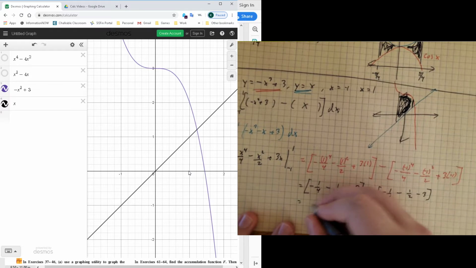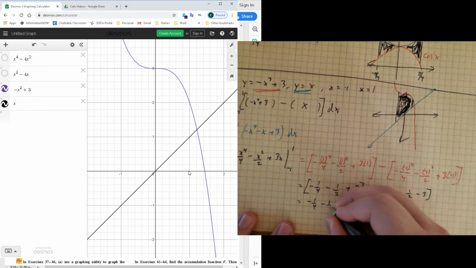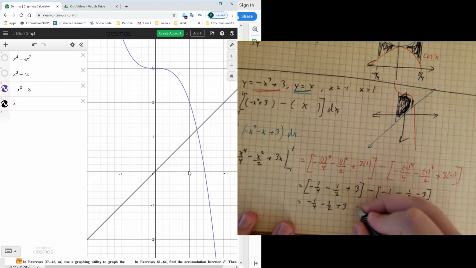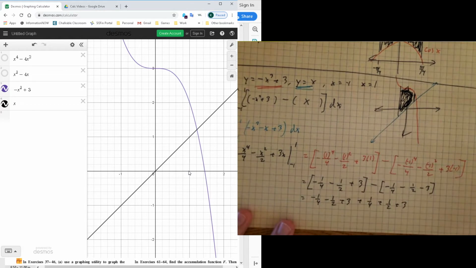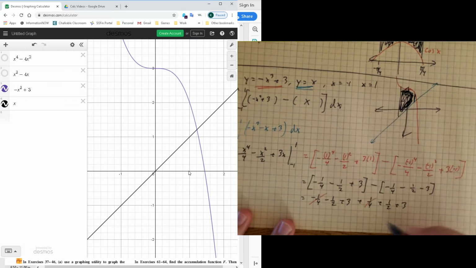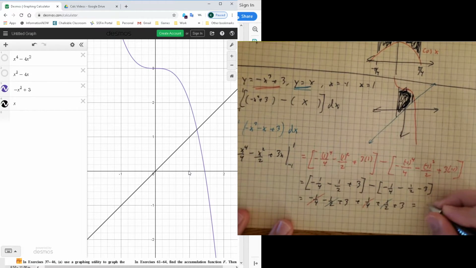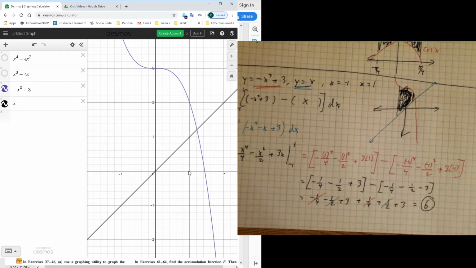I can then distribute. I would get negative 1/4 minus 1/2 plus 3 plus 1/4, distribute the negative sign, plus 1/2 plus 3. I can then see that the negative 1/4 and positive 1/4 are going to cancel. Negative 1/2 and positive 1/2 are going to cancel, leaving me with just 6. So that means, as weird as this looks, the area bounded between negative 1 and positive 1 of this function is just 6. A nice round number. Which is neat, in my opinion.